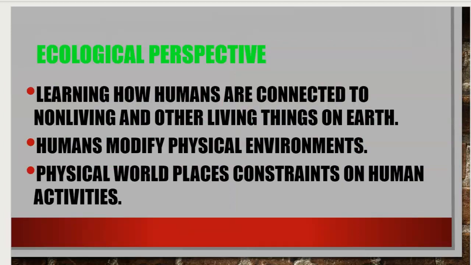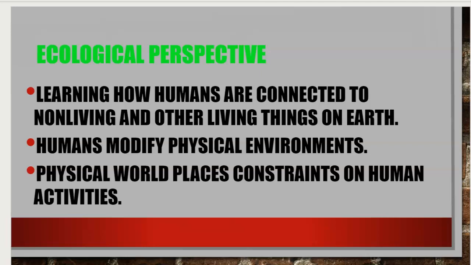When we talk about an ecological perspective, we're learning about how humans are connected to non-living and other living things on Earth. So we've got two conditions here. We have humans modifying the physical environment, so we physically change the environment. We move mountains to build roads. We dry up water to build a hotel. But the physical world also places some constraints on human activities. So the world itself does things that keep humans from being able to do things.